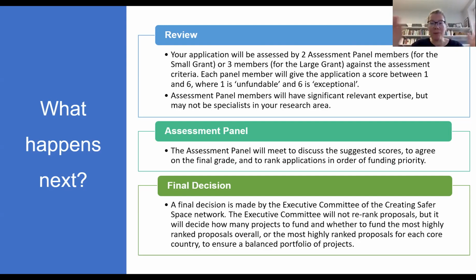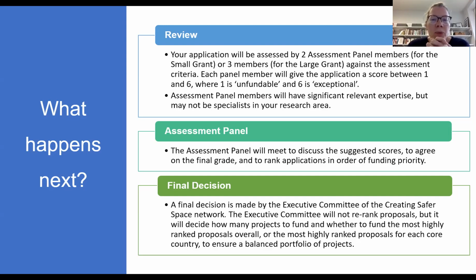So you will be rated on this scale from 1 to 6. The assessment panel members will have significant relevant expertise in the wider topic area, but they may not be specialists in your research area. And this is important for how you write the proposal. Make sure it's understandable to somebody who's not a specialist in your very specific research area.